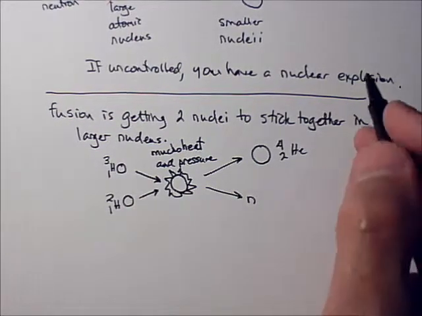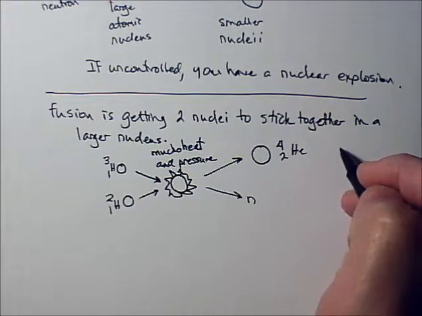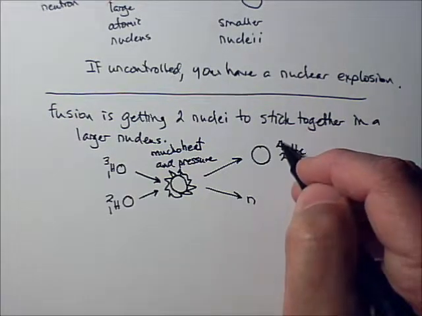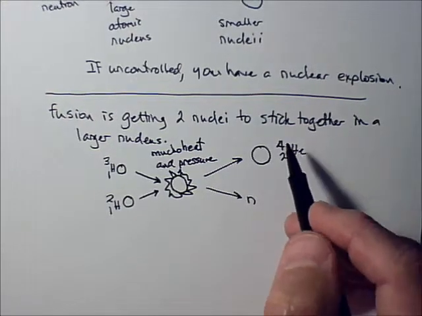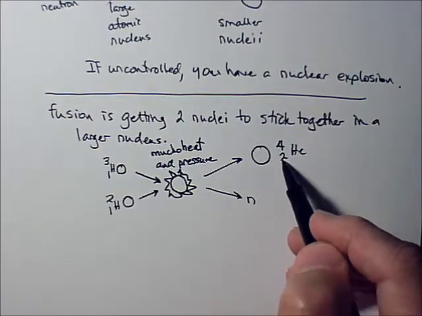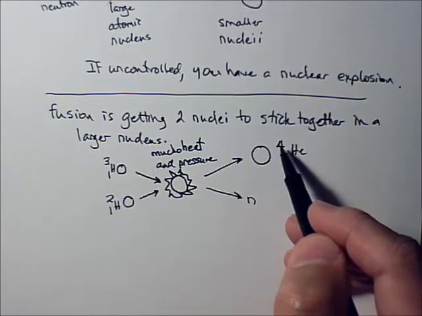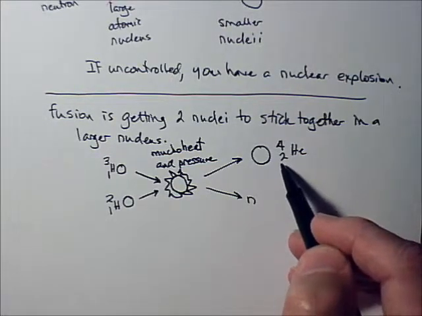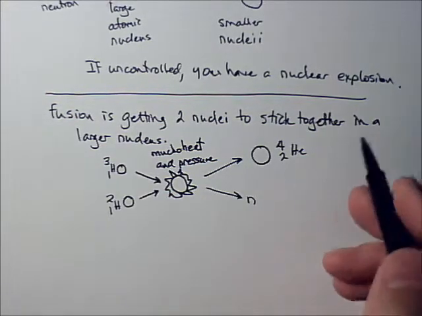Let's see. Now a neutron, let's talk about these numbers right here. What do these numbers represent? Right here and here. The atomic number's here. The atomic mass is here. What is the atomic number? Number of protons. Okay.